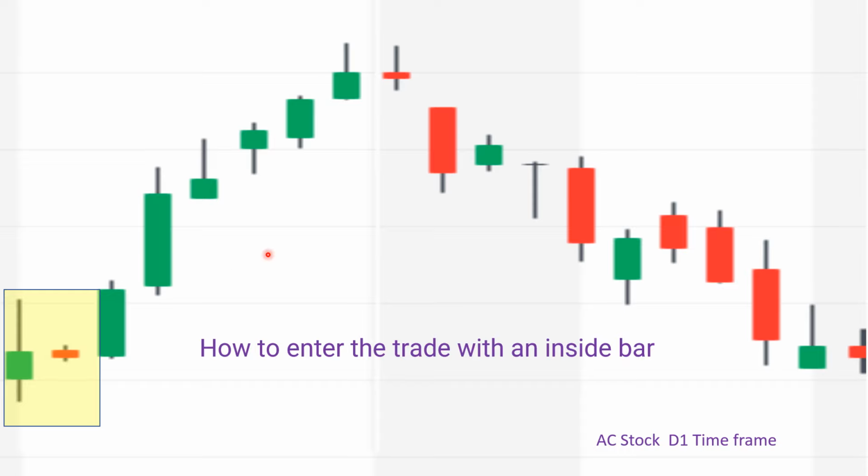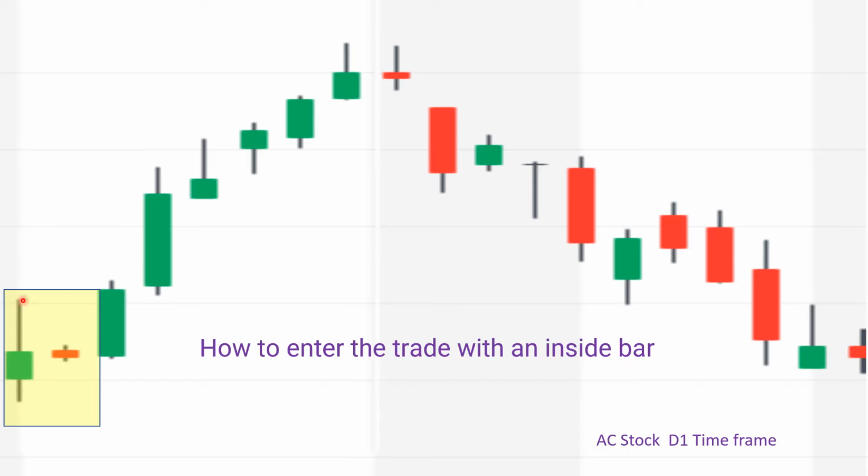Now, look at this next bullish candle that closes above the high of this mother bar, showing the bulls have gained momentum and strength and a probable sign of an explosive breakout.